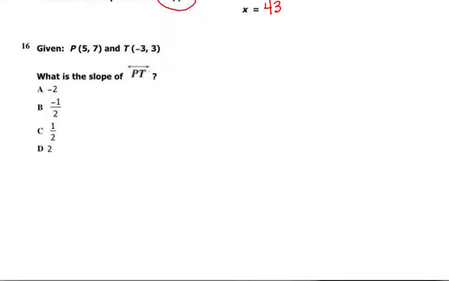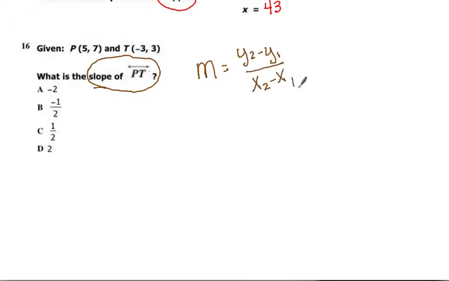Number 16, given, oh, this is a good question. P is (5, 7) and T is (-3, 3). What is the slope? What's the slope formula? M equals what? And yes, somebody just said y equals mx plus b. No. M equals y2 minus y1 over x2 minus x1, or group 1 minus group 2, either way.